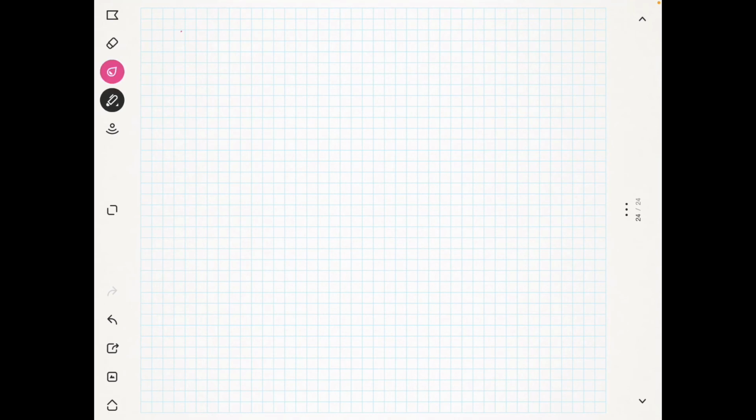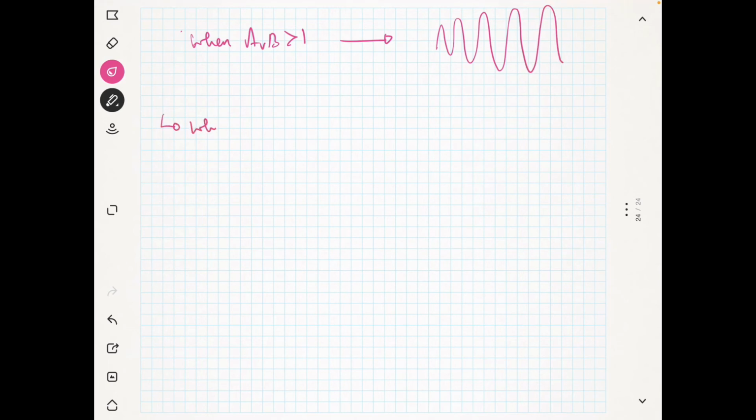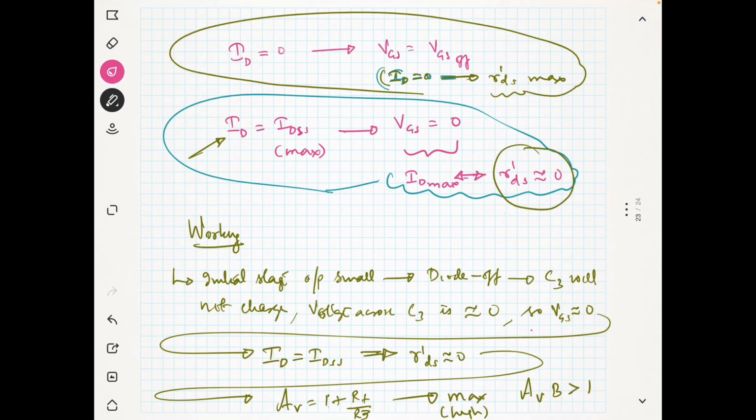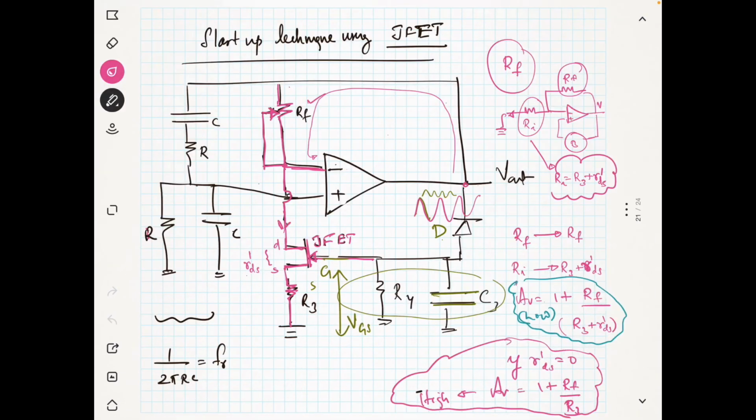So I will just write it. When AV into B is greater than 1, then what will happen to the output? The output will increase like this. So when the output reaches a high value or a particular threshold, then what will happen? It will slowly charge the capacitor, right?